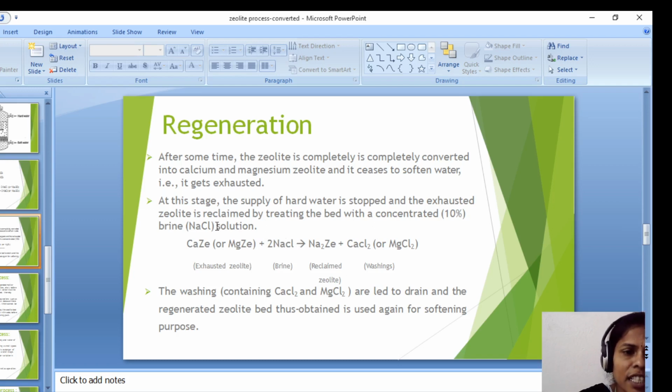Now the reverse reaction will take place. That means calcium is replaced with sodium. So we will get Na2Ze. Here we will also get CaCl2 and MgCl2, that means calcium chloride and magnesium chloride.